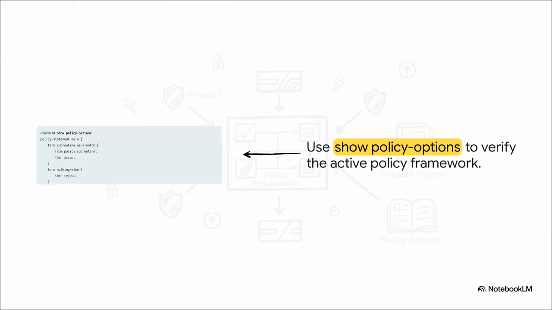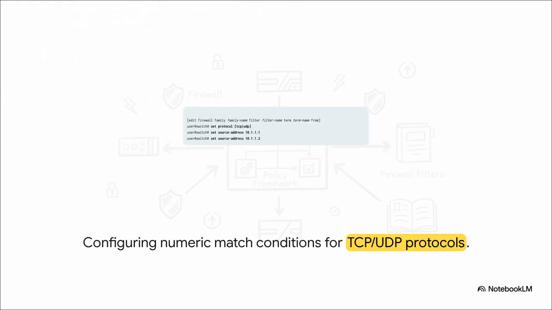And when you want to verify what's actively running on the box, you simply use the command show policy-options. This spits out the exact structure we just talked about. It makes it incredibly easy to read through your terms sequentially and audit exactly what your policy is doing, right down to the specific subroutines. Configuring the bouncer, your firewall filters, is just as straightforward. Under the firewall family hierarchy, you can set a term that looks for protocol TCP or UDP and specify exact source addresses. You are literally spelling out the match conditions in plain logical commands.